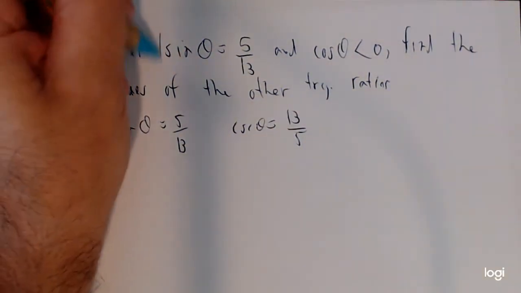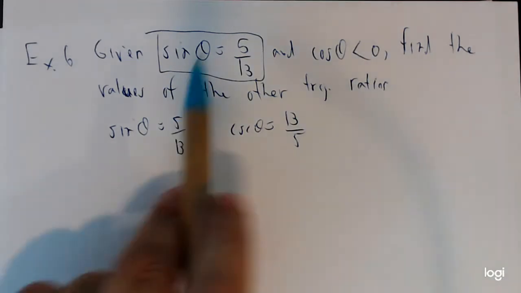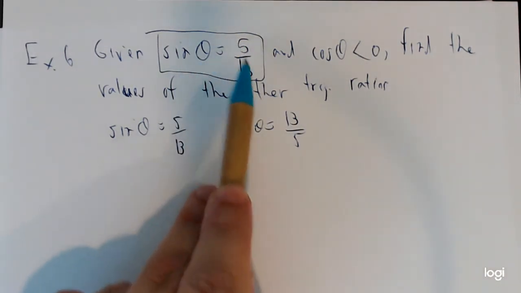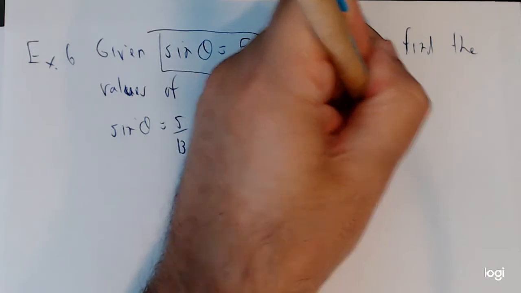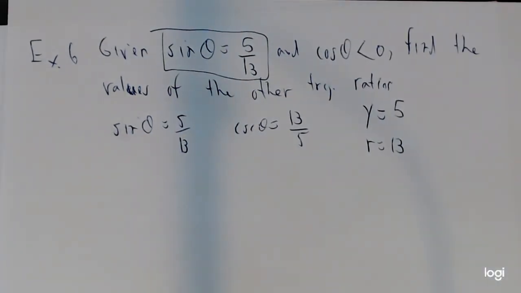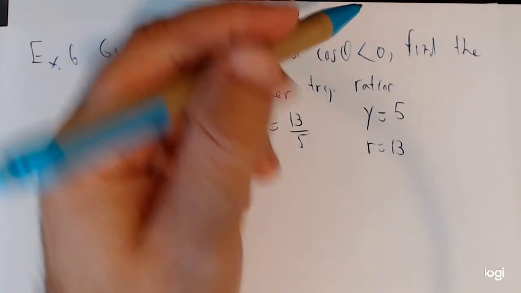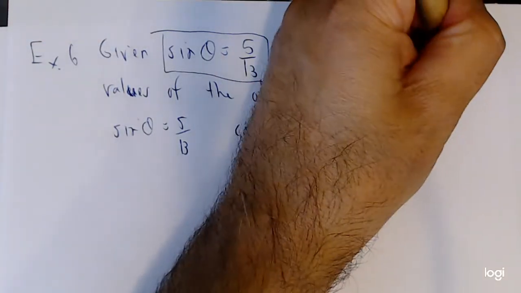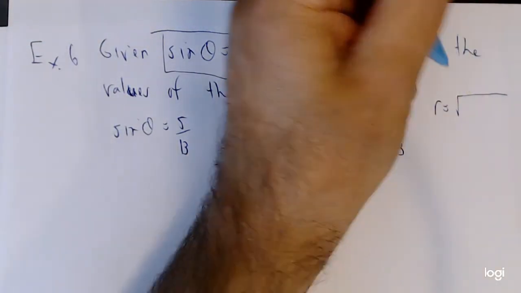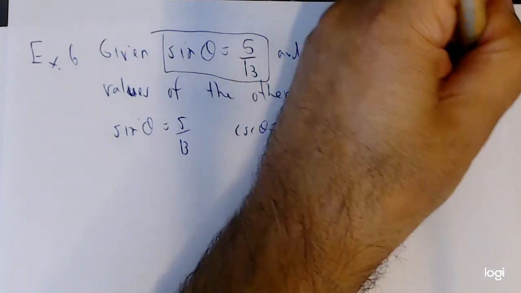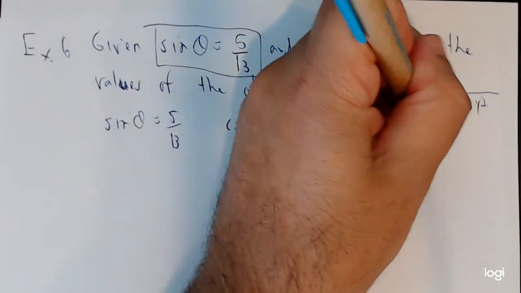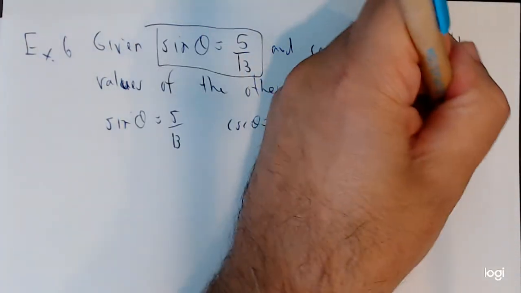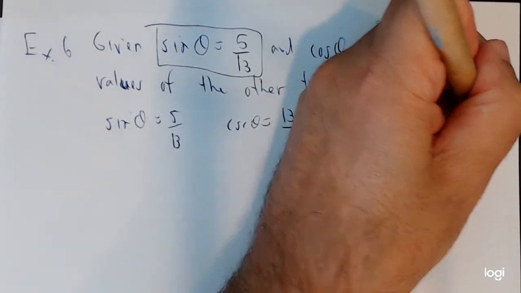So if you look at this, it's giving us some information, because if you remember by definition, what's sine? Y over r. So by looking at this, we know that sine is y over r, so y must be 5, r must be 13, and now we need to find x. So to find x, we have that formula, if you remember, r equals the square root of x squared plus y squared. So here's what I know. 13 equals the square root of x squared plus 5 squared.